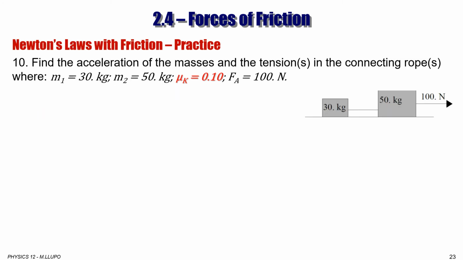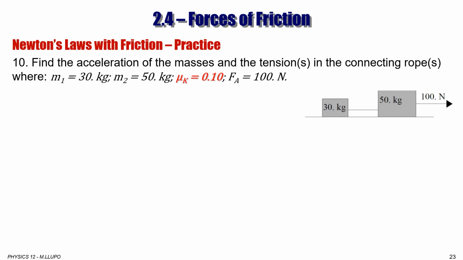Here's another practice problem with friction. That is the same problem that we already did without friction when we talked about application of Newton's laws. However, now I included friction, and I use a red color so you can see the impact of the friction on solving the problem. So the coefficient of kinetic friction is 0.10 and everything else is the same as before. So mass 1 is 30 kilogram, mass 2 is 50, and applied force is 100 Newton.